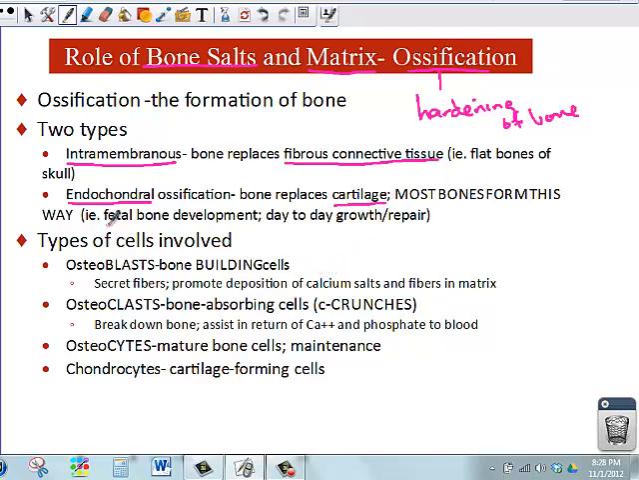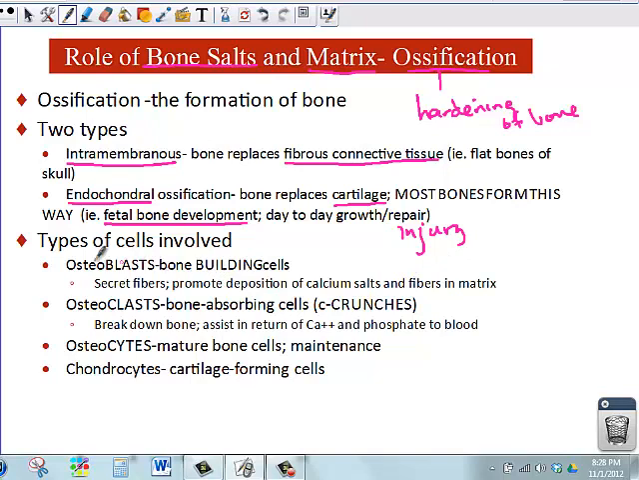So, for example, a fetus developing will have a cartilage model first, and also day-to-day growth and repair from any kind of injury. A broken bone will also form a cartilage model first, and endochondral ossification will occur so that broken bone can be replaced.